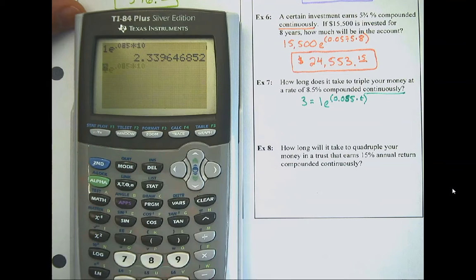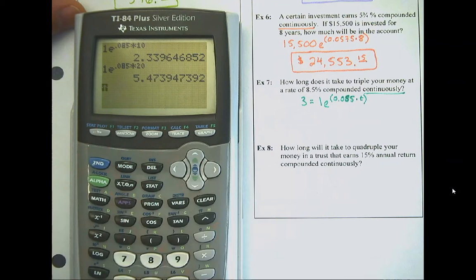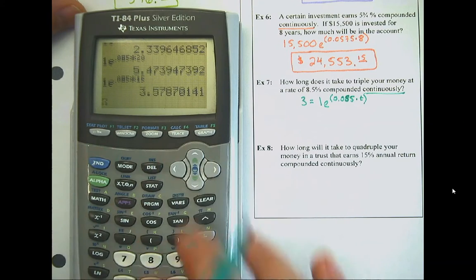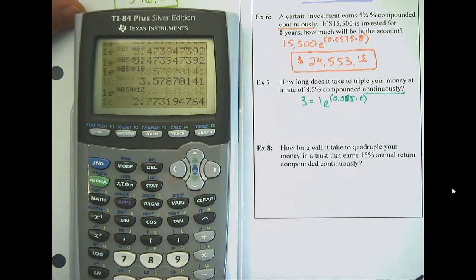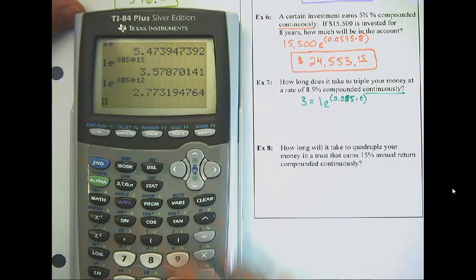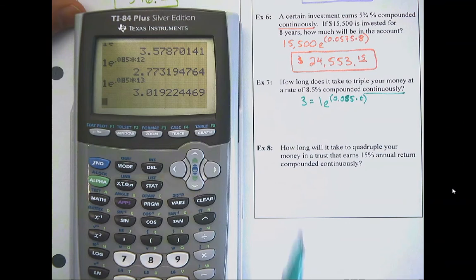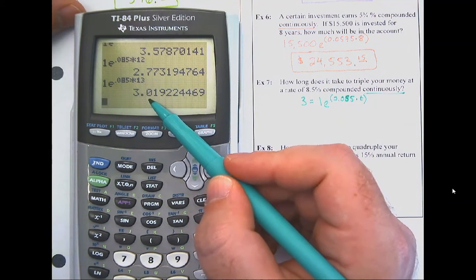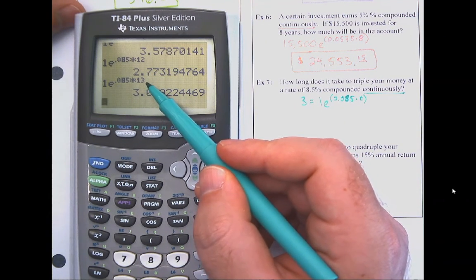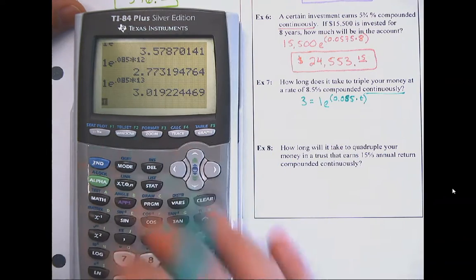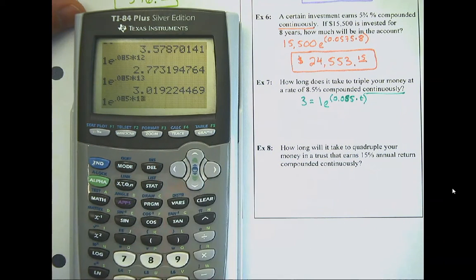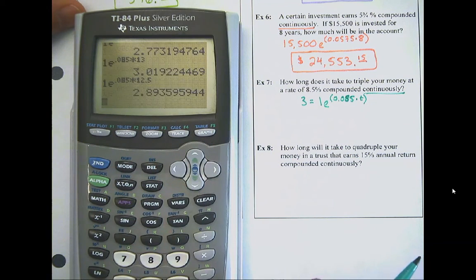Nope, not enough. I need to get to $3, remember? 20 years, way too much. 15 years, too much. 12 years, too little. 13 years, here we go. So it's between 12 years and 13. 13's too big. I've got to go 2 decimal places. That's just me being picky. So I'm going to go 12.5, too little.